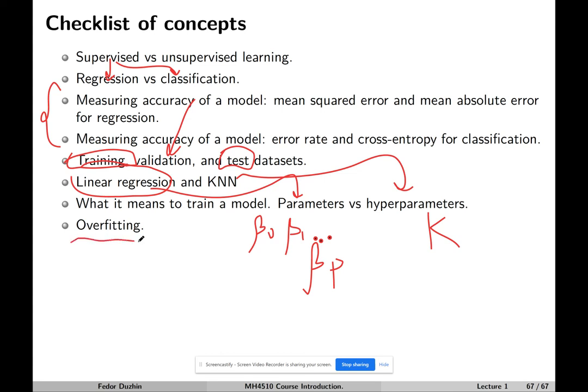And finally, overfitting. Overfitting happens if our model tries to approximate not just the true process there, but also the random noise. Okay, so this is all for today.